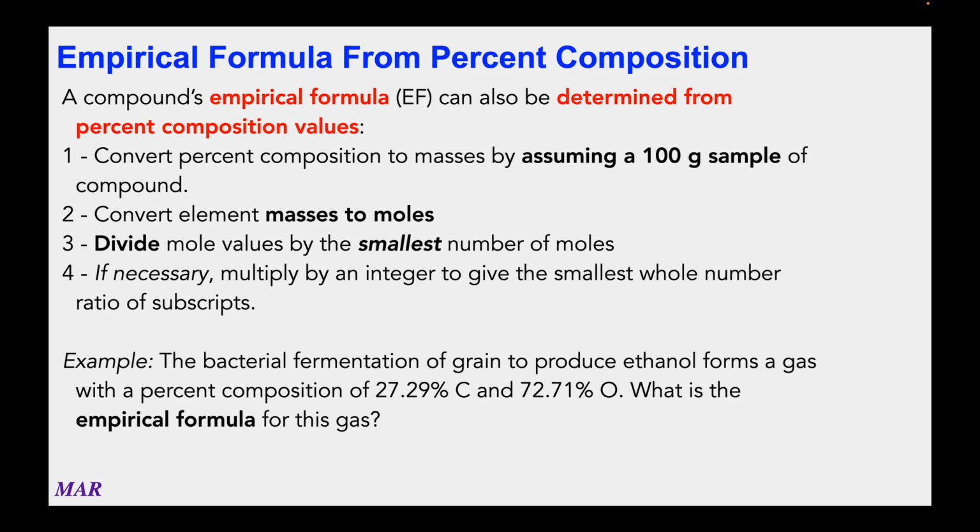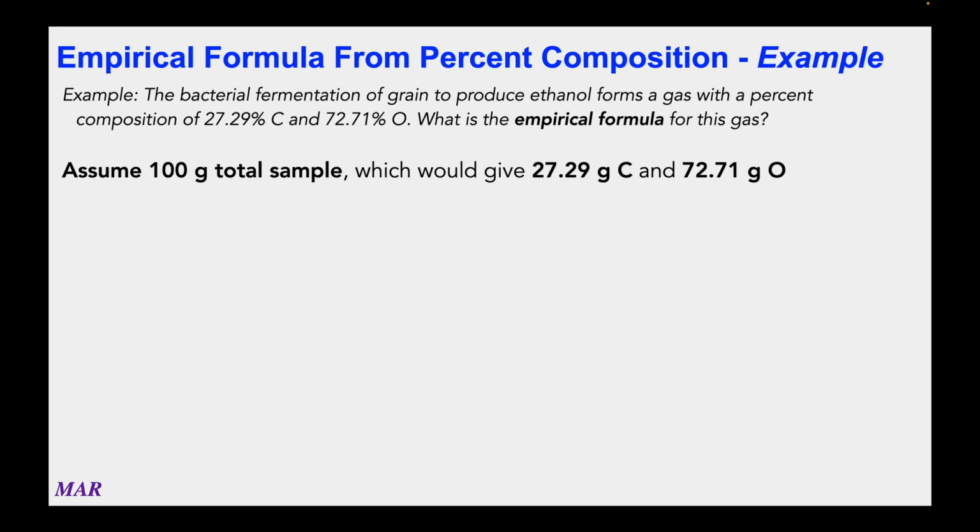So again, what we're going to do is take these percentages and assume 100 grams total. That means 27.29 grams of C and 72.71 grams of O. We'll turn the grams into moles, and compare them to see if we can find the smallest whole number ratio of atoms. So I assume 100 grams total, so those percentages literally become grams. So 27.29% carbon became 27.29 grams of C, and 72.71% oxygen became 72.71 grams of O.